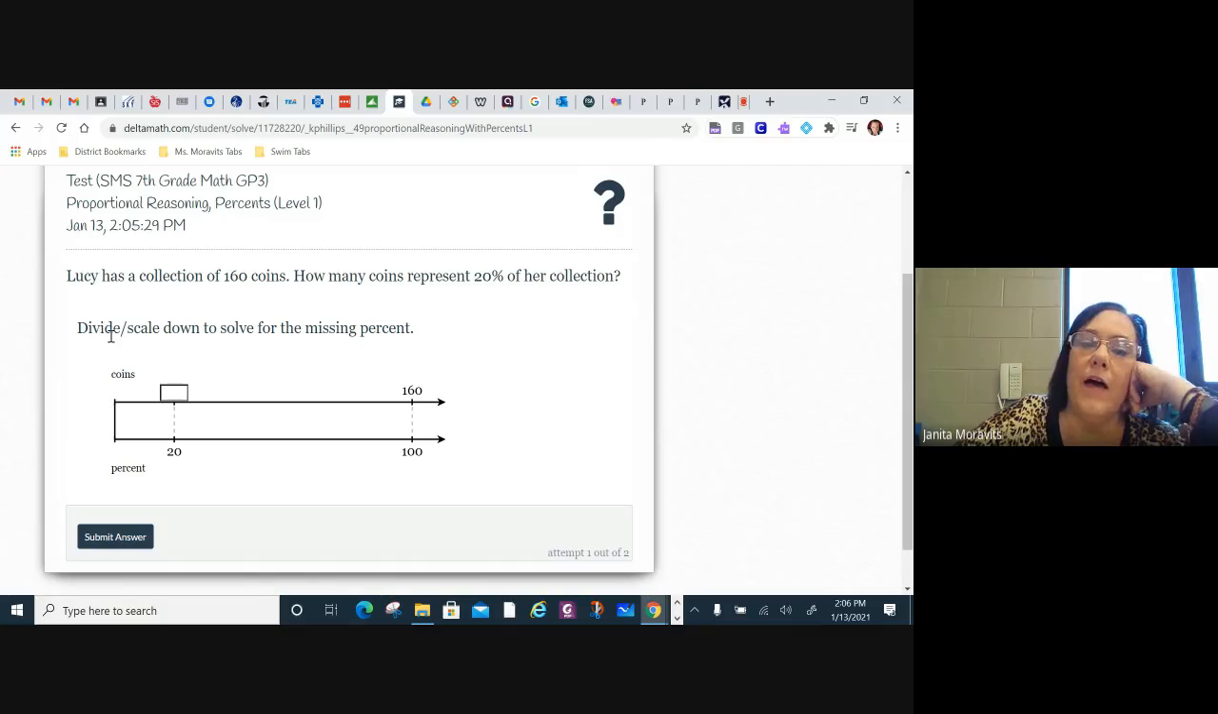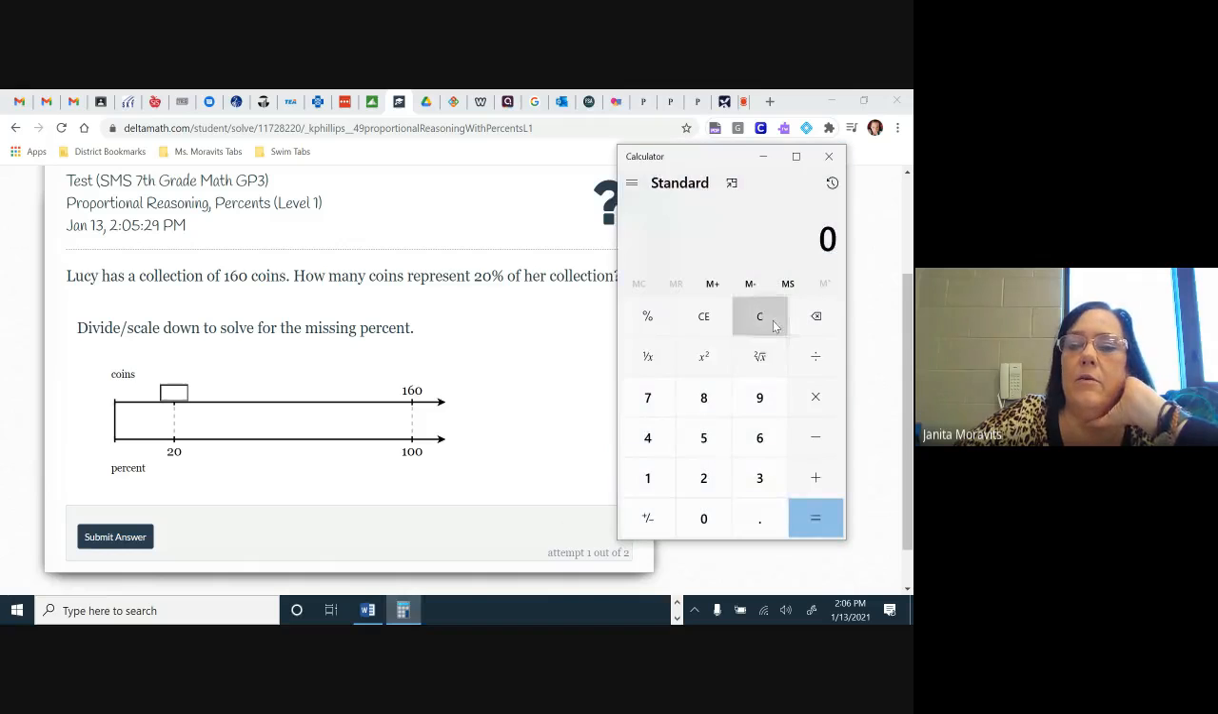Okay, so we're going to divide or scale down to solve for the missing percent. Well, if we're going to go down to 20 from 100, what would we divide by? 100 divided by what gives you 20? Well, let's make sure that we do this correctly. All right, so 100 divided by, well, we don't know what we need to divide by, so let's divide it by 20. So 100 divided by 20 equals 5.